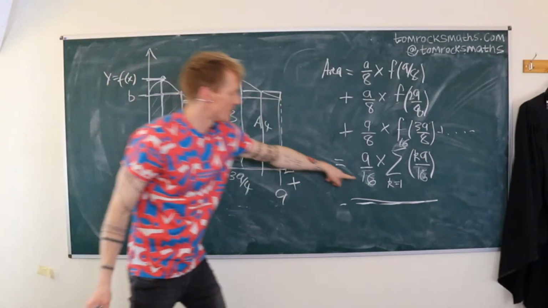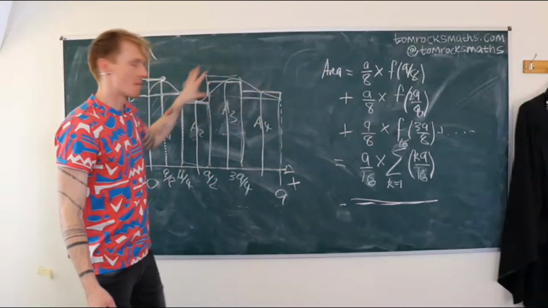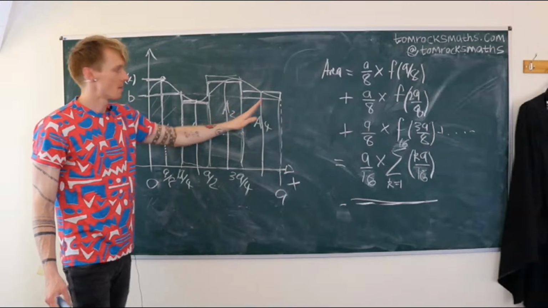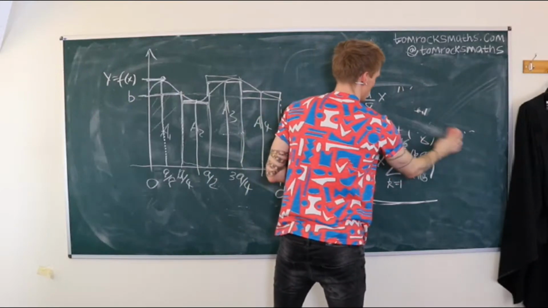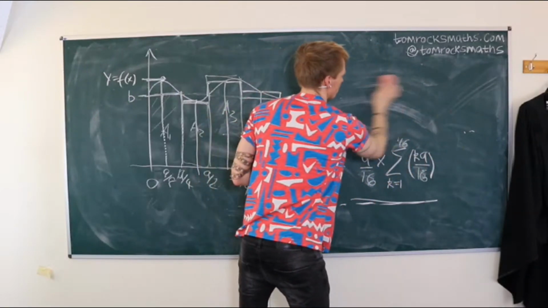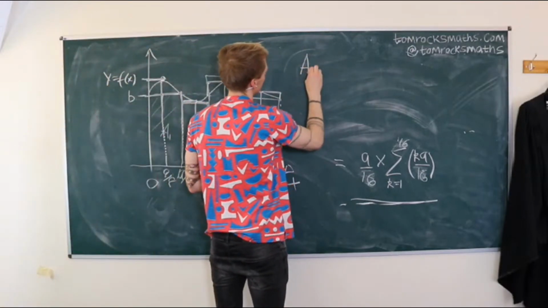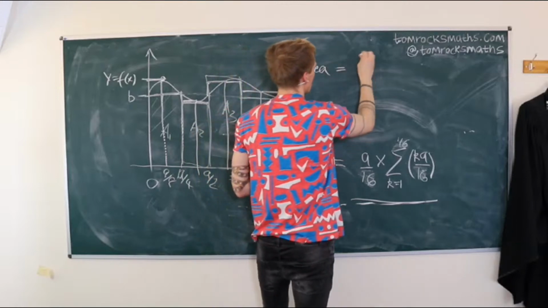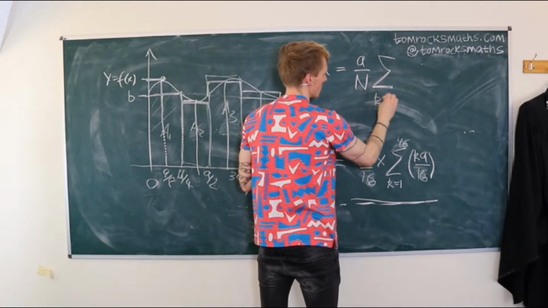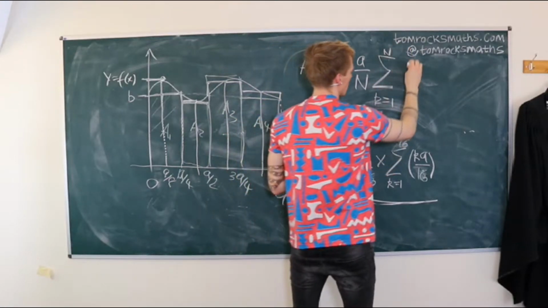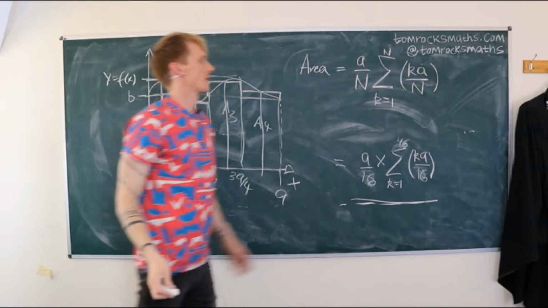Because if we let this number, we started with it at 2, then 4, then 8, then 16, and we got a better and better approximation for the area by making it into thinner and thinner strips. So if we do the same, I'll keep the one at the bottom. I've left the one at the bottom for your reference. So what we've got now is the area is equal to a over n times the sum from k equals 1 to n of ka over n, like that.